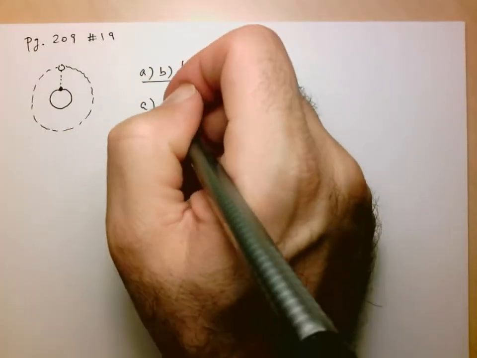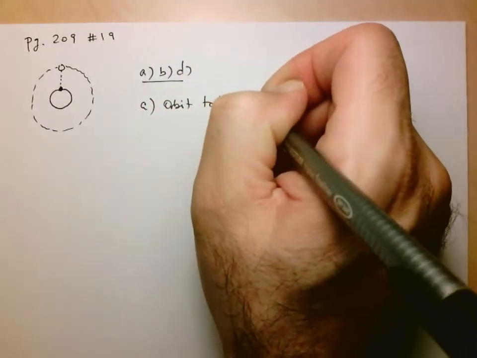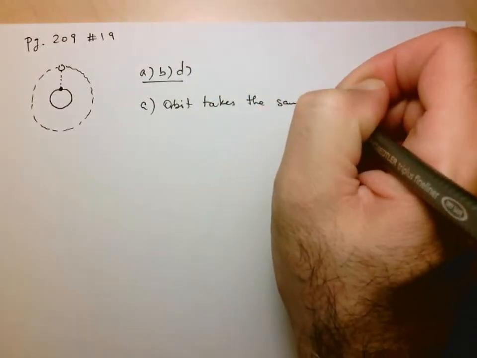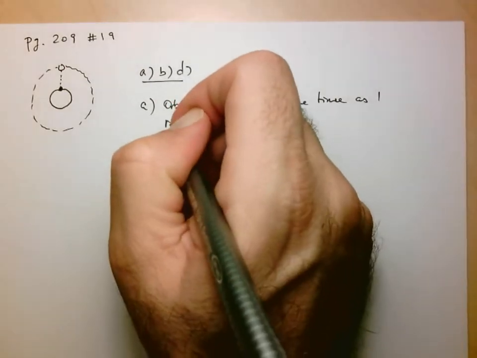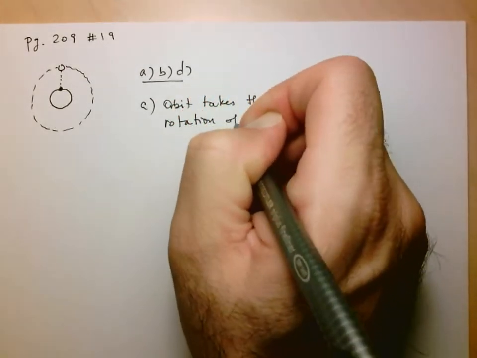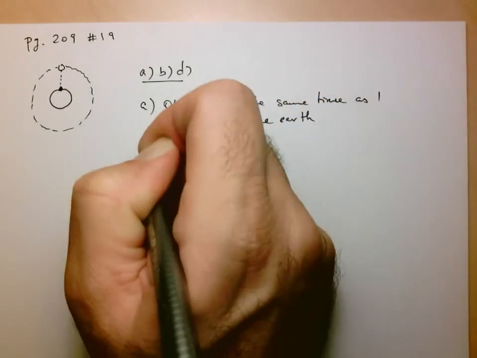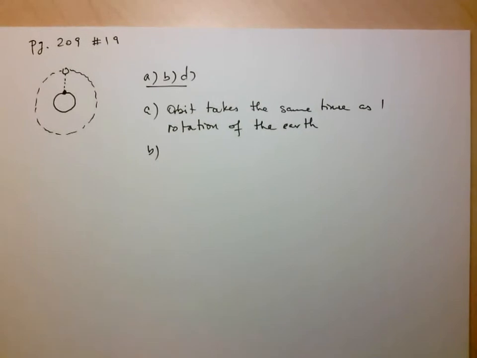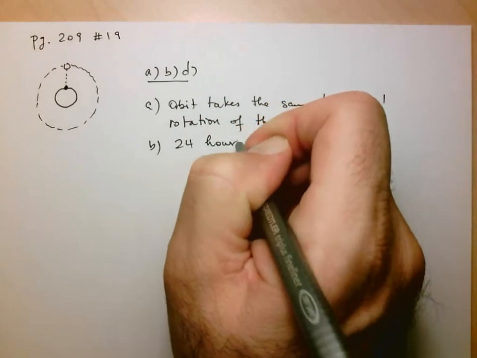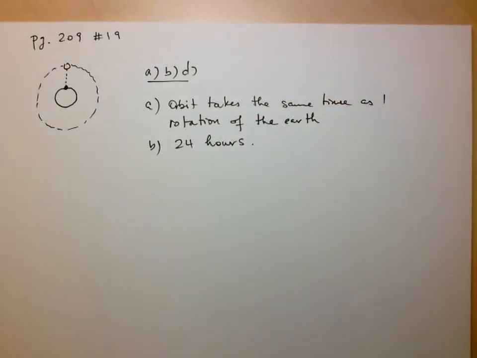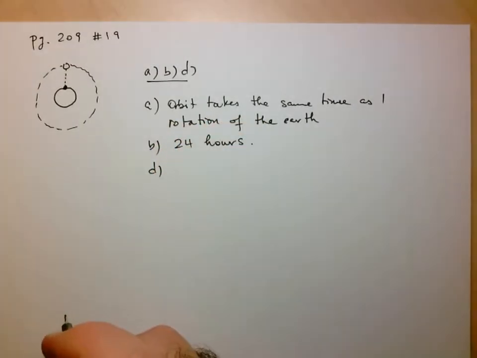So here, the orbit takes the same time as one rotation of the Earth. And of course that then answers part B. It says, how long will one of those revolutions take? Well, it's going to take 24 hours because that's how long it takes for the Earth to spin about its axis once.